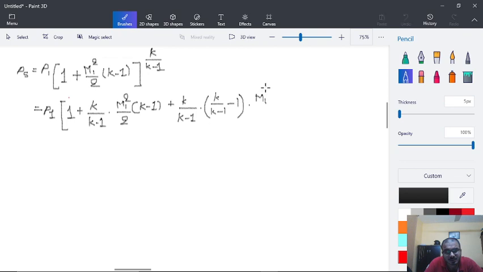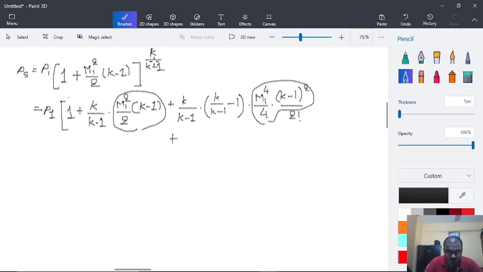M1 raised to 4 upon 4 into K minus 1 square, divided by 2 factorial, plus. So what we have done is that for this term we have squared it, and we have added 2 factorial in the denominator. Regarding the power, it is first written here and then power minus 1.